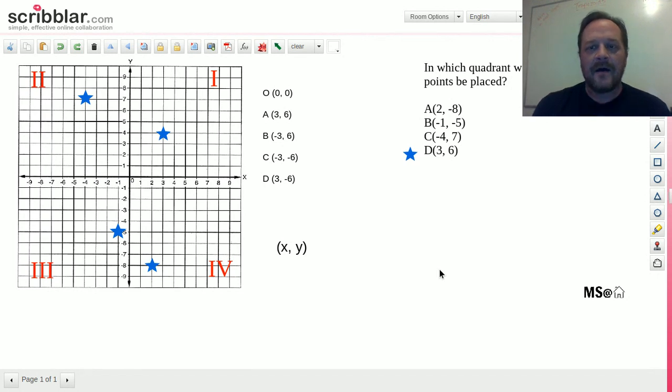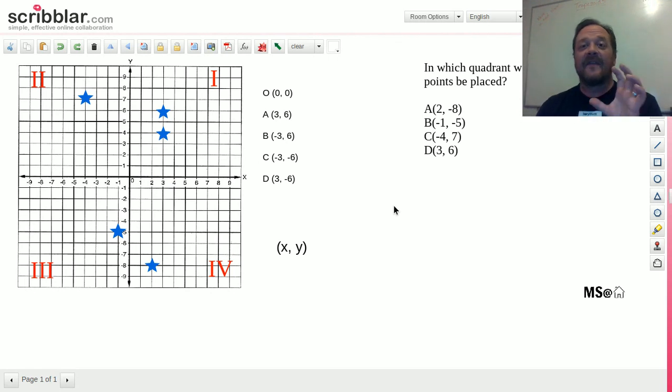Okay. And then the last one, both numbers are positive. That should be pretty easy. I predict that's going to put us in quadrant 1. So we'll move our star to the right 3 spaces and then up 6 spaces. And that puts us right there in quadrant 1. Okay. That wasn't too hard, right?